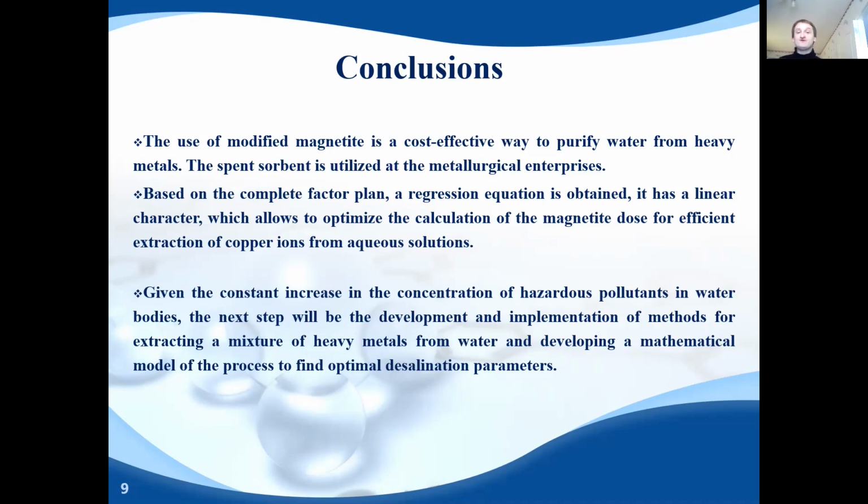The use of modified magnetite is a cost-effective and environmentally friendly way to purify water from heavy metals. The spent sorbent is utilized at metallurgical enterprises. Based on the complete spectrum plan, a regression equation is obtained and has a linear characteristic, which allows optimizing the calculation of magnetite dose for efficient extraction of copper ions from aqueous solutions.